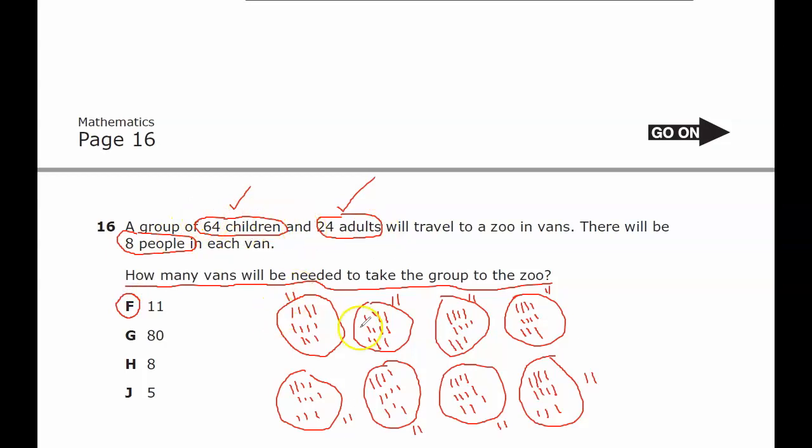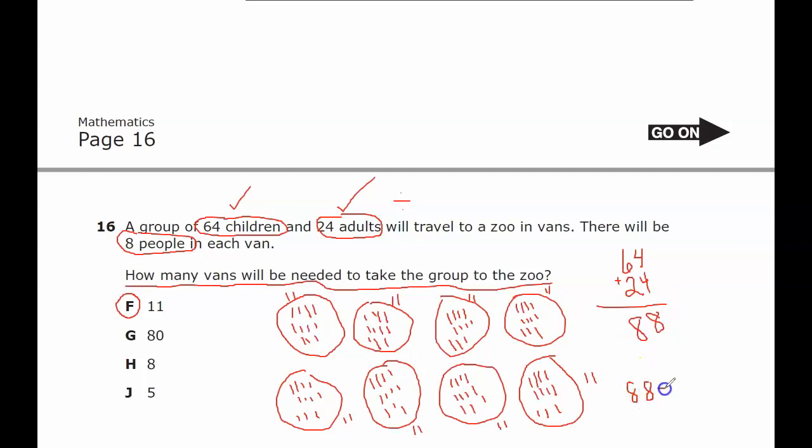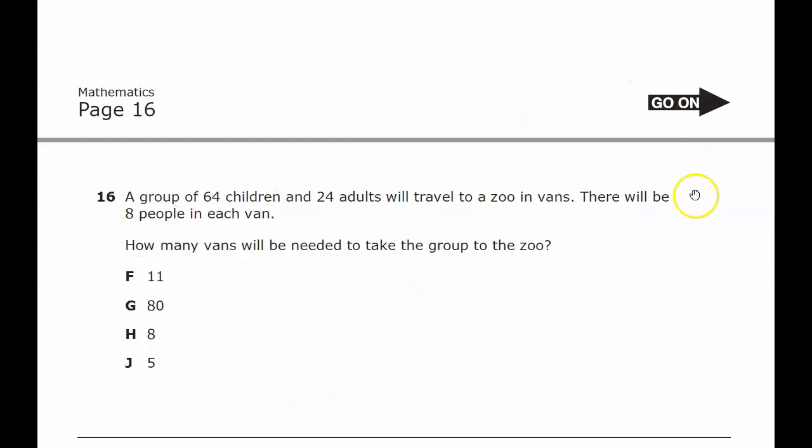Sometimes you have to divide and take those 2 separate groups. So this was a division question, right? But instead of just doing 64 divided by 8, we had to do 64 divided by 8 and 24 divided by 8. You could have also done 64 plus 24 and gotten 88 and divided 88 into the 8 buses, and you would have gotten the same answer. We just broke it into 2 different parts. Okay? Alright, next question.